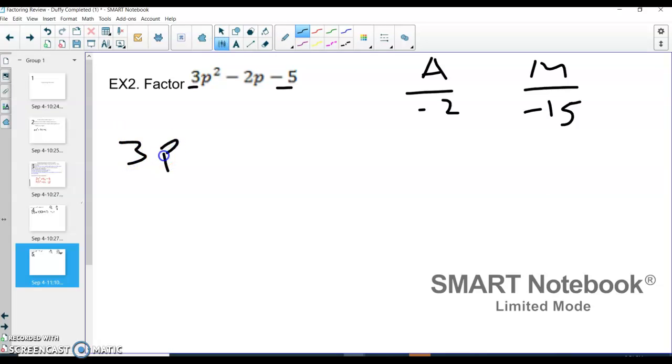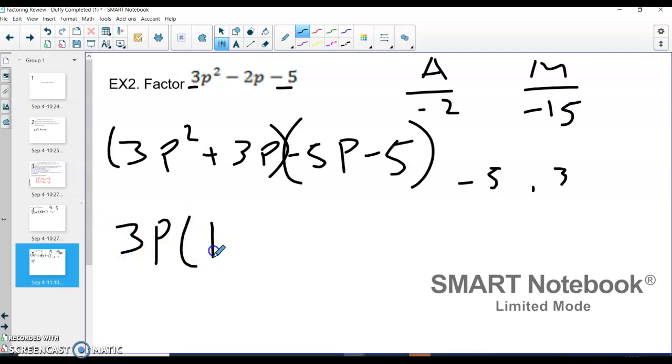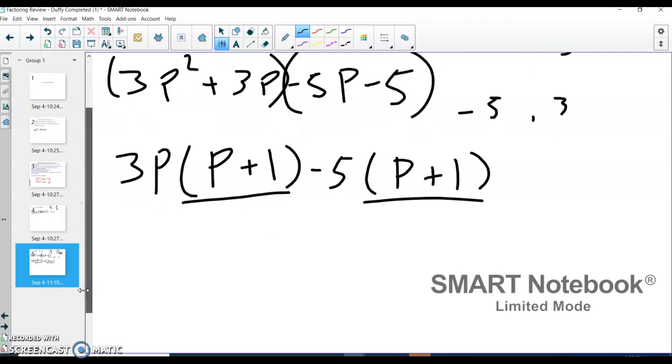So we have 3p squared, replacing the -2p with my -5p and my +3p. So this is plus 3p minus 5p minus 5. Okay? Then what I'm going to do is group my first two terms and my last two terms. Looking at this first grouping, I can take out a 3p, and I'm left with p plus 1. In the second one, I can take out a -5, and I'm left with p plus 1, and that's what we're looking for. We are looking for these to be the same when we factor by grouping. Because when they are the same, we can perform this next step.